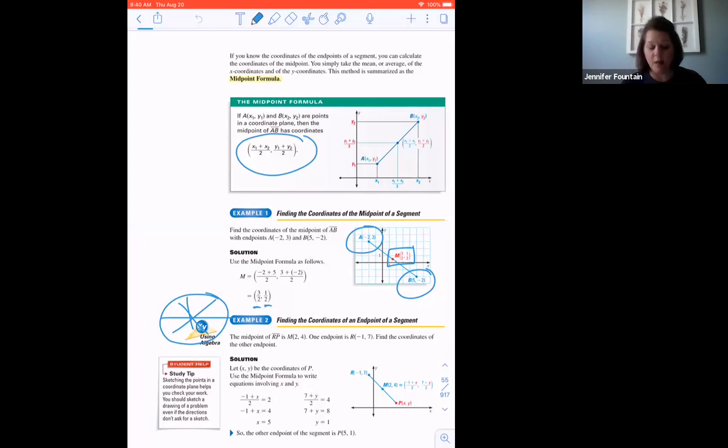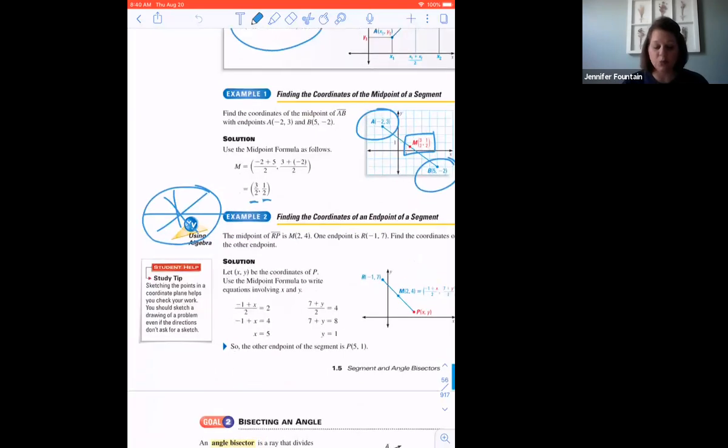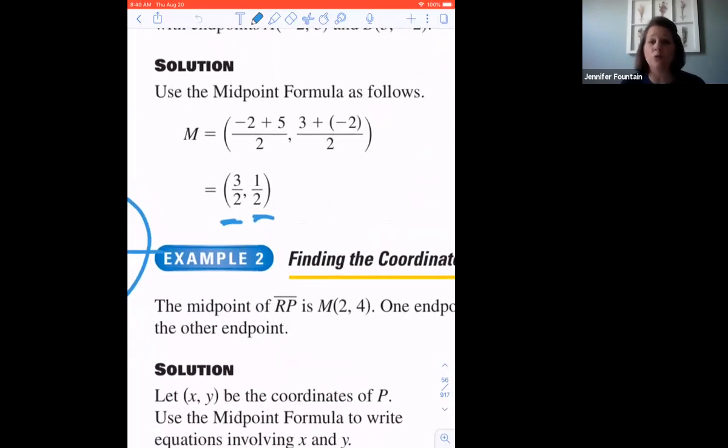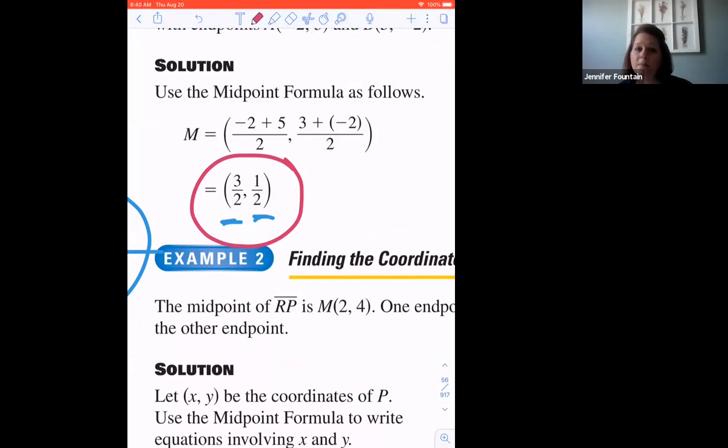So our midpoint in this situation is going to end up as an ordered pair. So, let's see, I'll start with a different color today. Just like we have right here, it's going to be written in parentheses as an x and y coordinate, okay? So that is our midpoint. So that's how we can use the midpoint formula. Any questions about that before we move on?